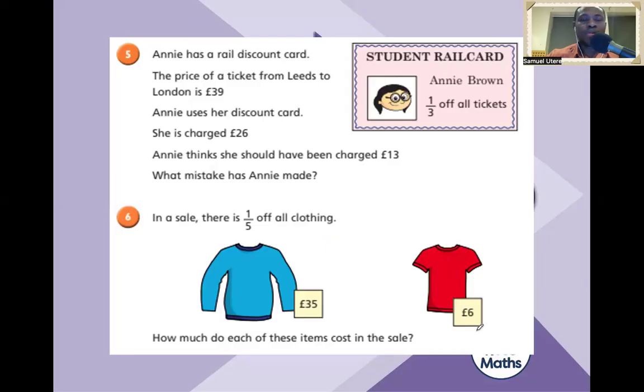Let's look at question 5 and 6. So here Annie has a rail discount card. The price of a ticket from Leeds to London is £39. Annie uses her discount card. She's charged £26. Annie thinks she could have been charged £13. What mistake has Annie made? So pause this video and answer questions 5 and 6 in 3 minutes.